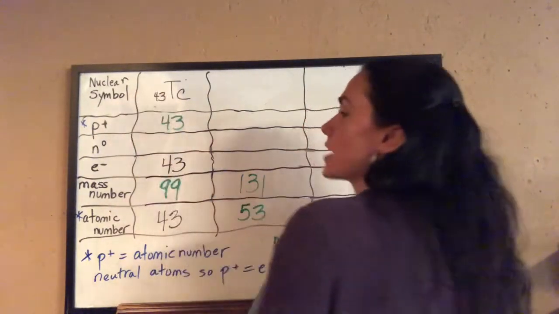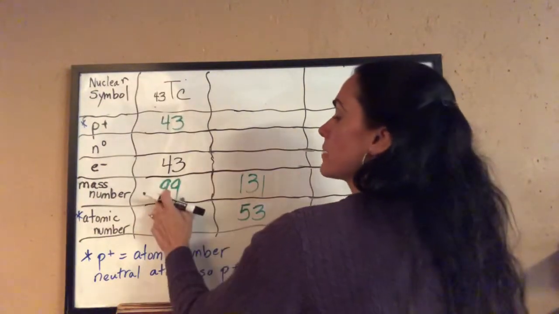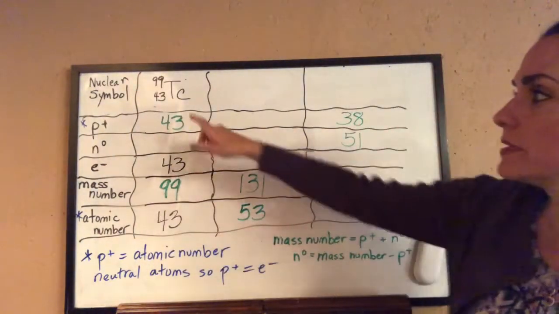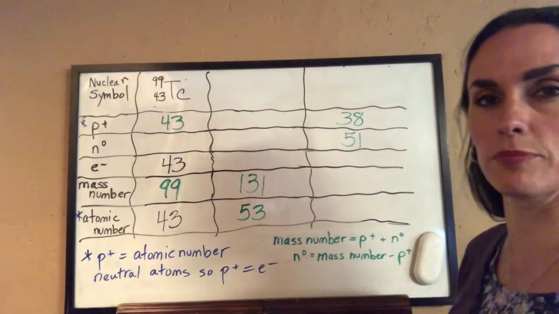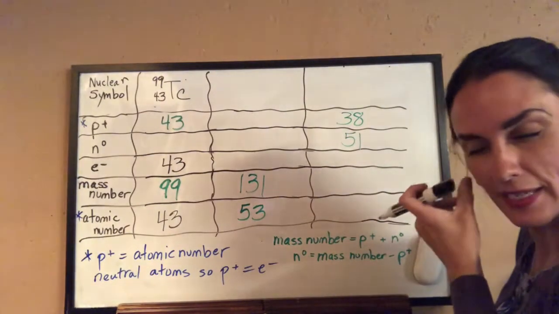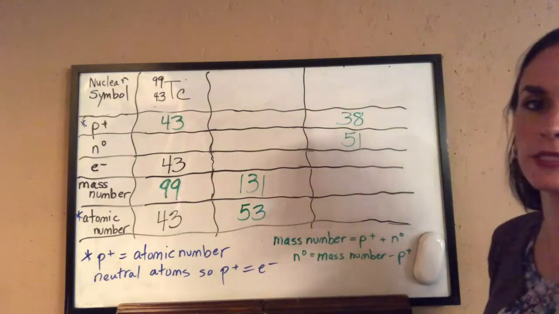43 is the atomic number, and then the number that goes on top is the mass number. Well, we're given the mass number, 99. Technetium 99 is the isotope. It's used in imaging, x-rays for broken bones and so forth. If you needed an x-ray of a broken wrist or leg, technetium 99 would be used in that imaging.